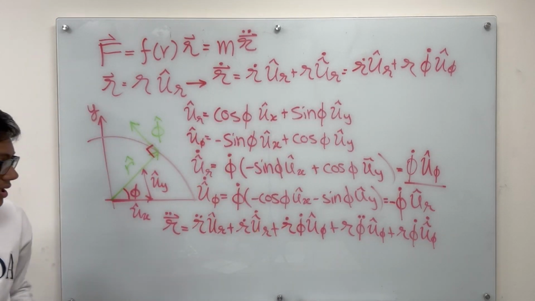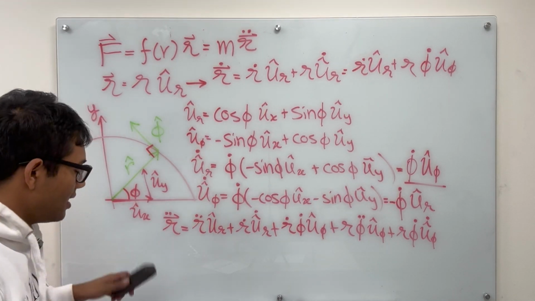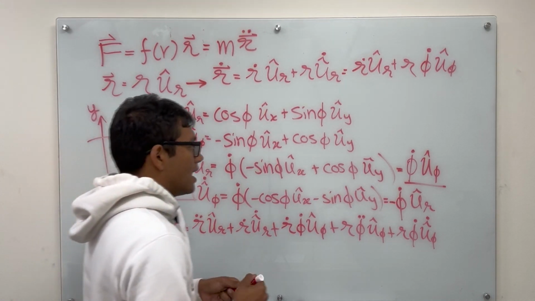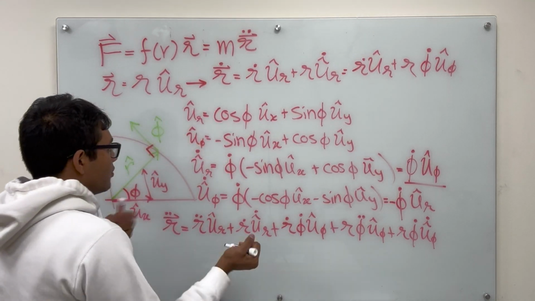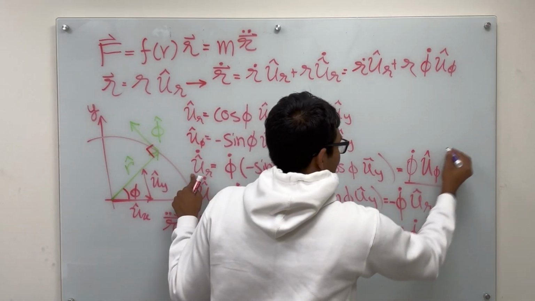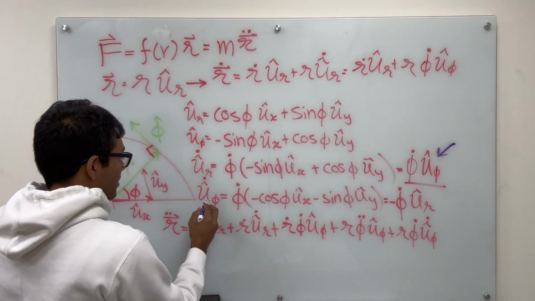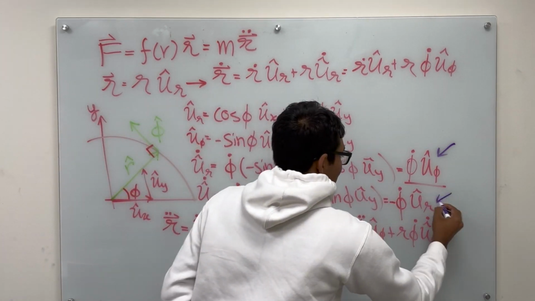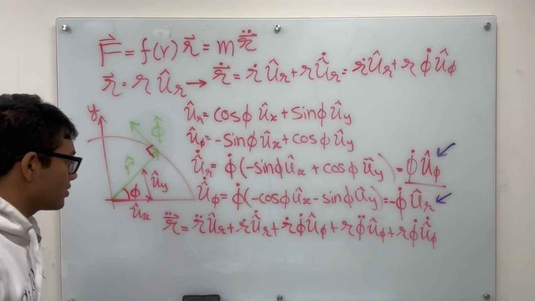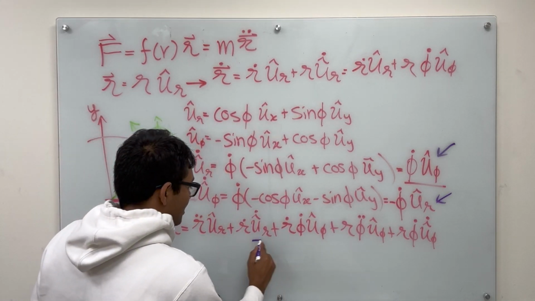Right? So very good. So I have 5 terms in total. Now we're going to have to substitute in our previous relationships, right? We figured out that u sub r dot is phi dot u sub phi, and u sub phi dot is negative phi dot u sub r. Okay, so let's see where we have dots in our unit vectors.